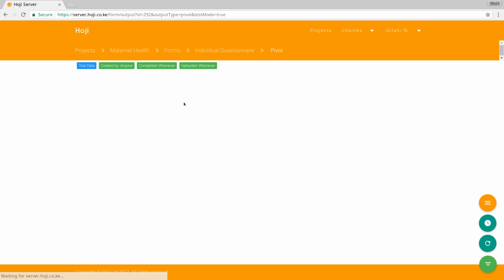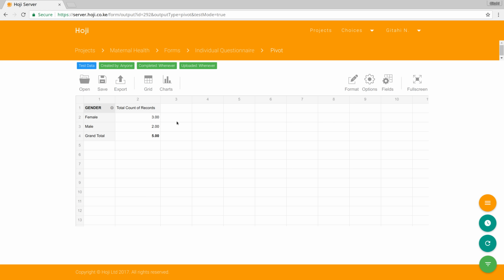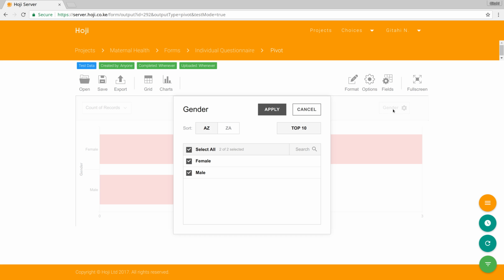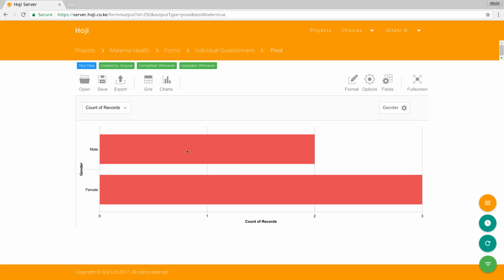Of course, you can put your data on the pivot table, and here you can, for example, just do a bar chart of distribution by gender. You can reorder them so that male comes before female, and then you've got something like that.